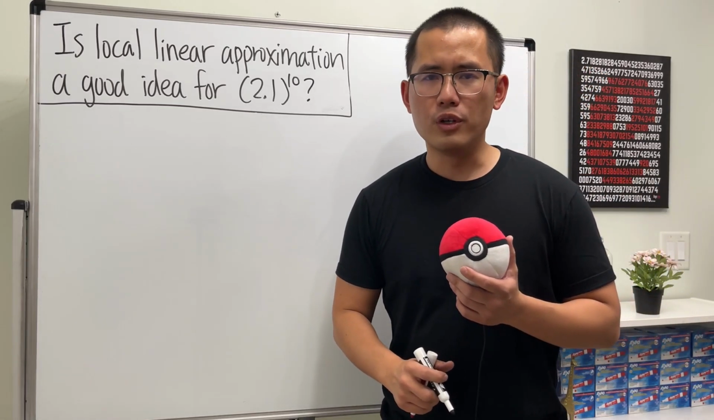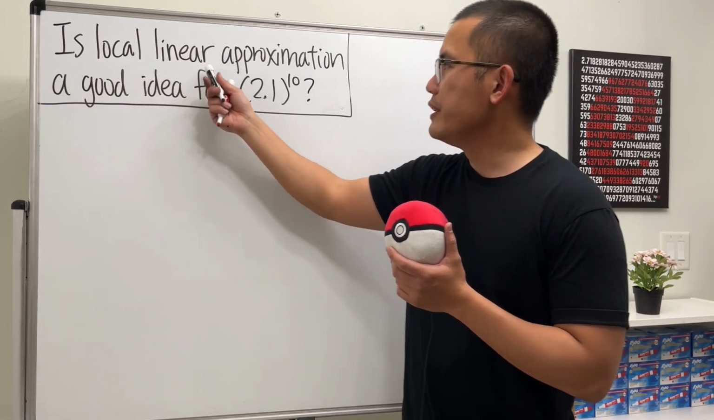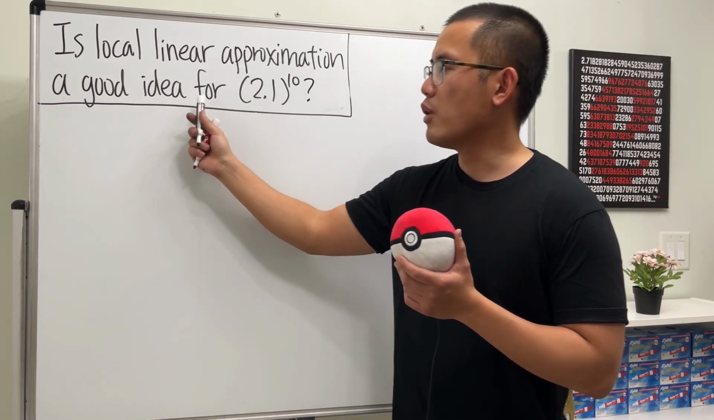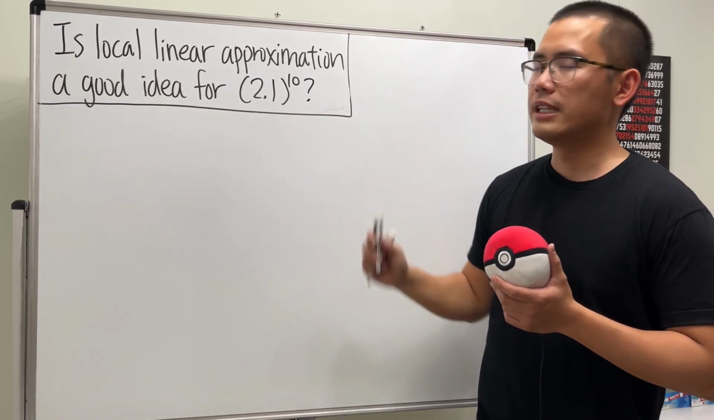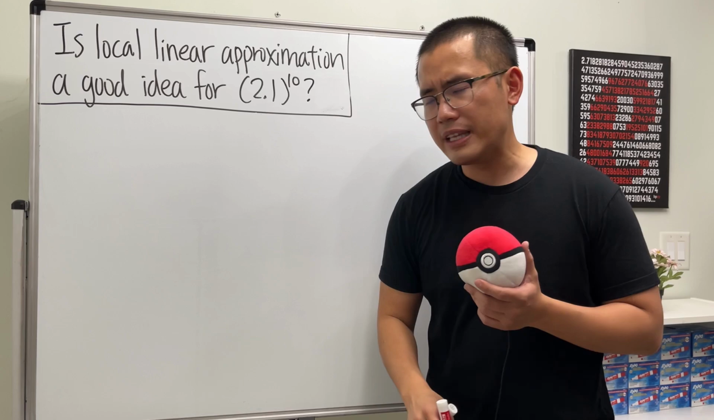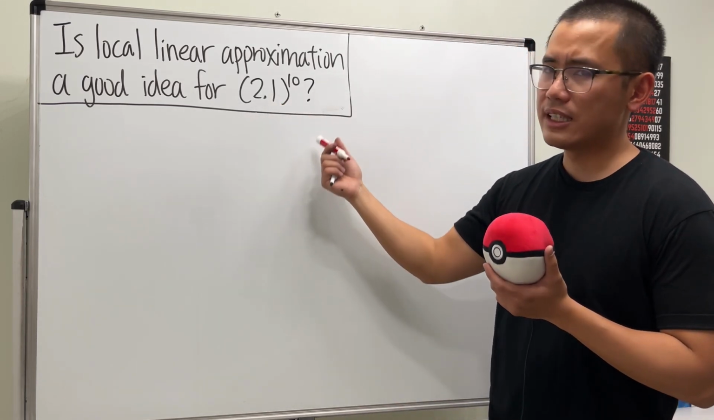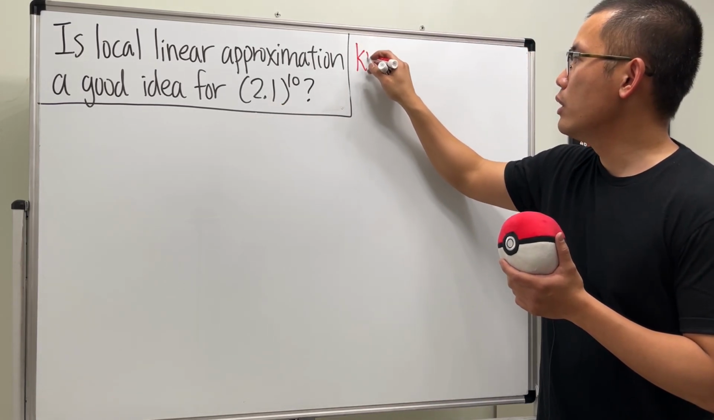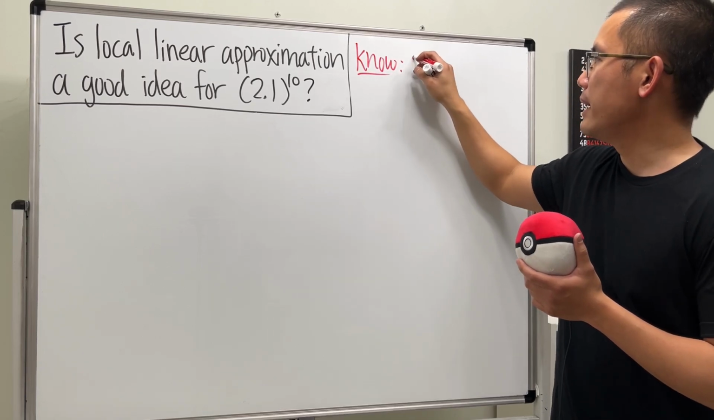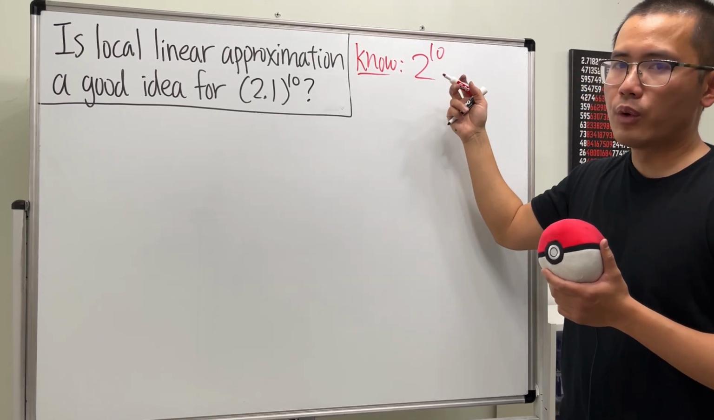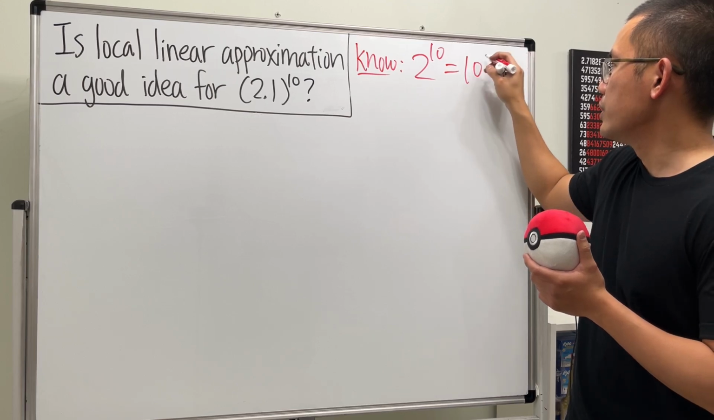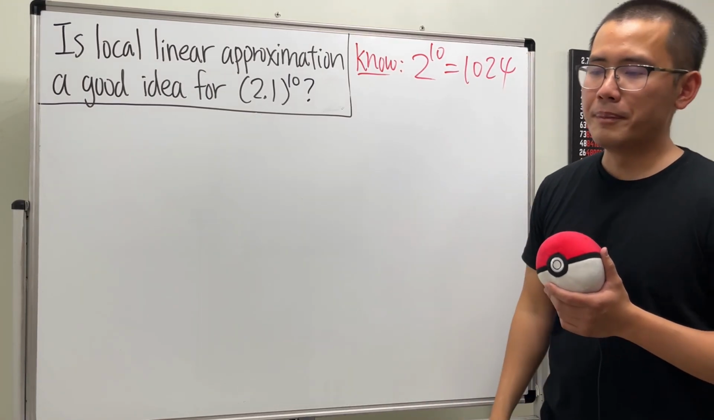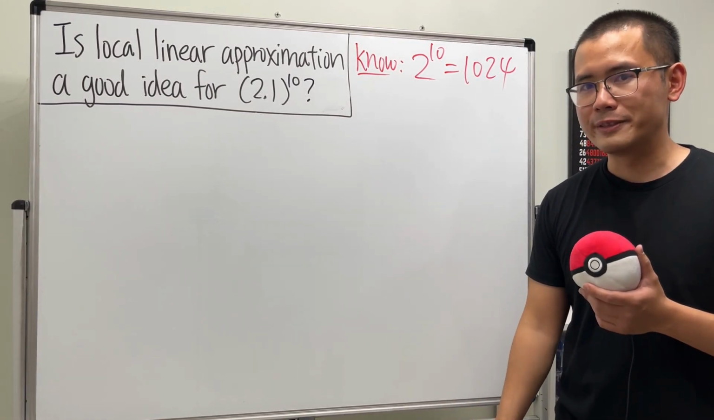This is a very interesting question for us to think about. Is local linear approximation a good idea for approximating 2.1 to the 10th power? Now you might be thinking that even though 2.1 is not so friendly, we do know that when we have just the base 2 and raise that to the 10th power, we can compute this easily. We get 1024, because remember the answer from our computer science course.